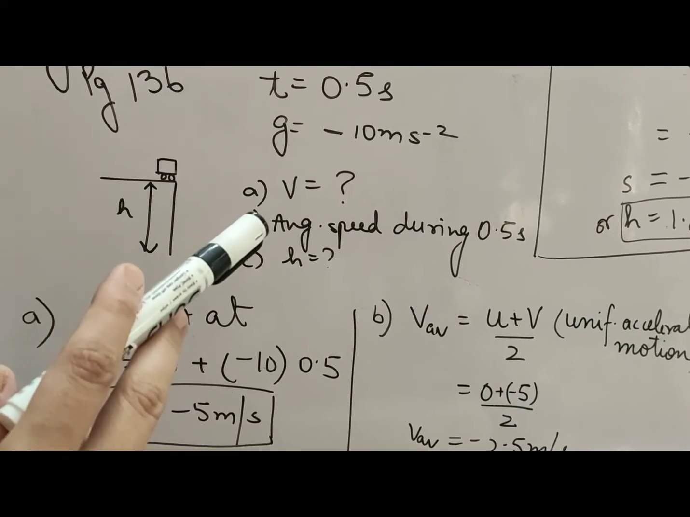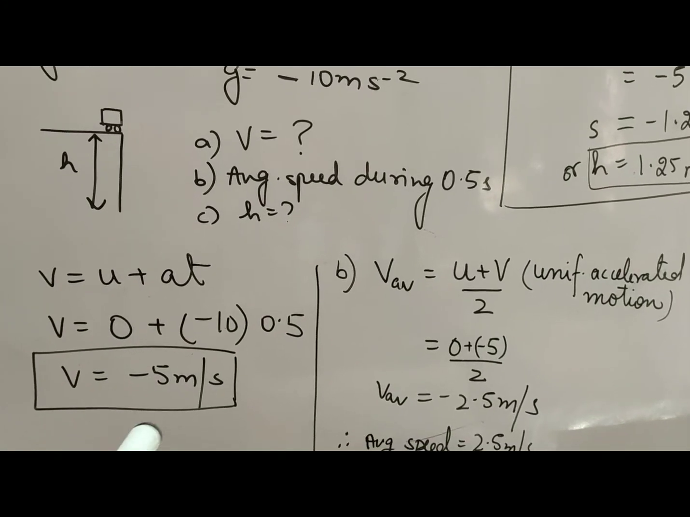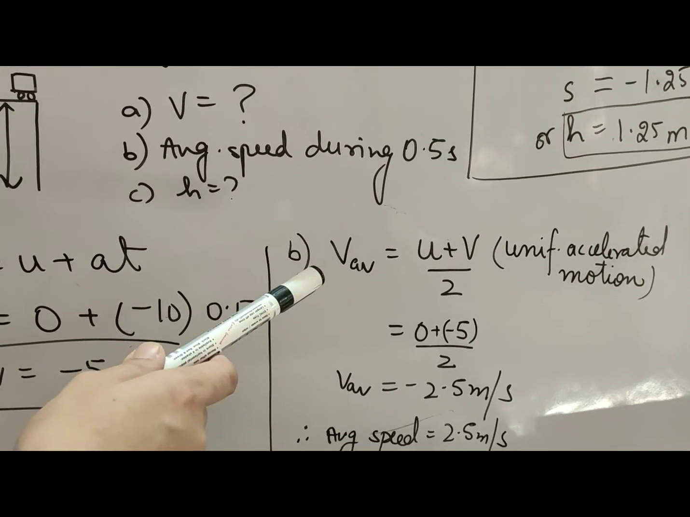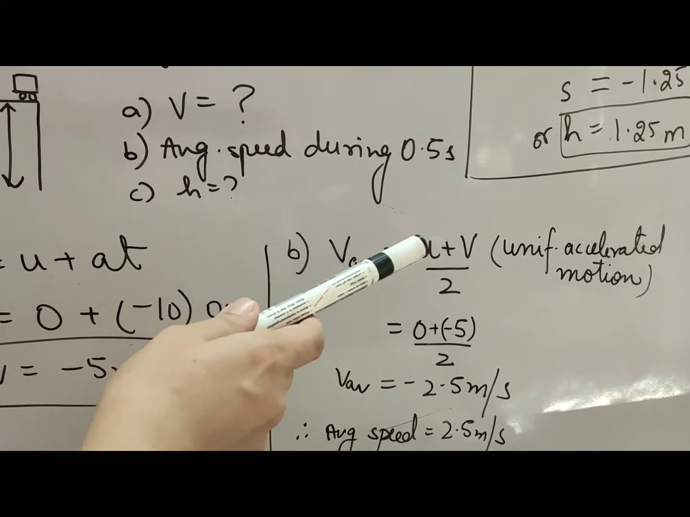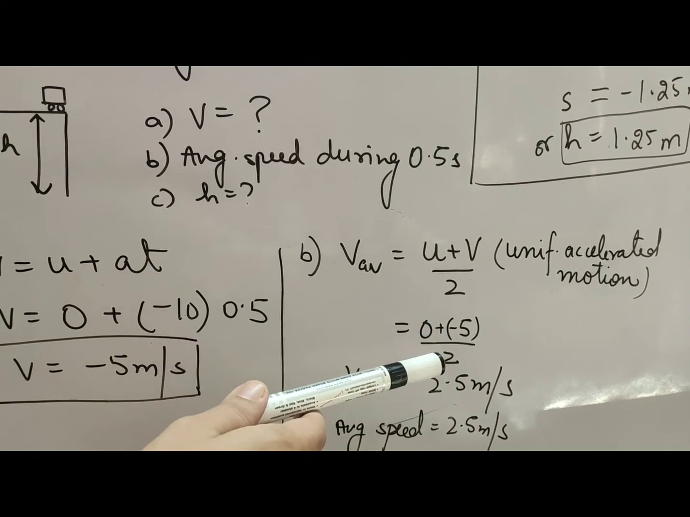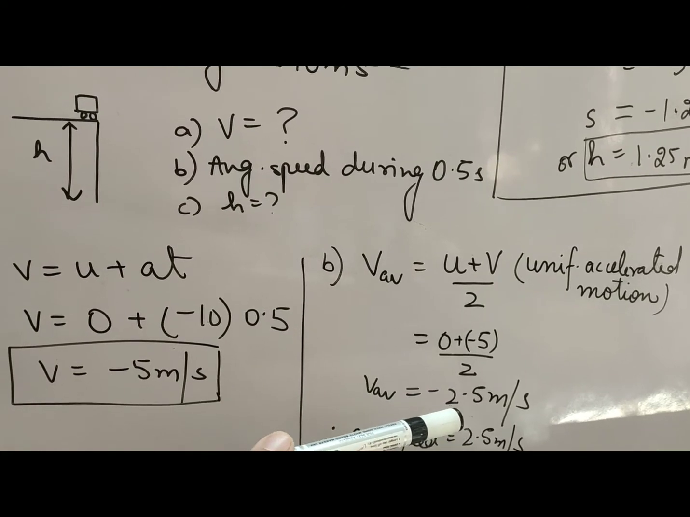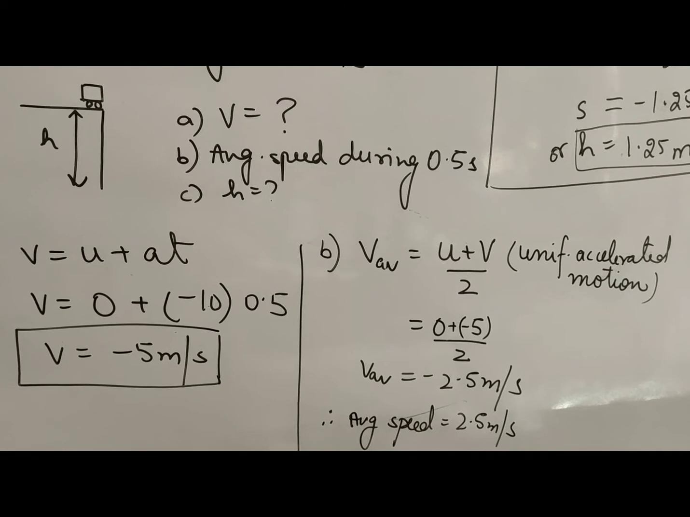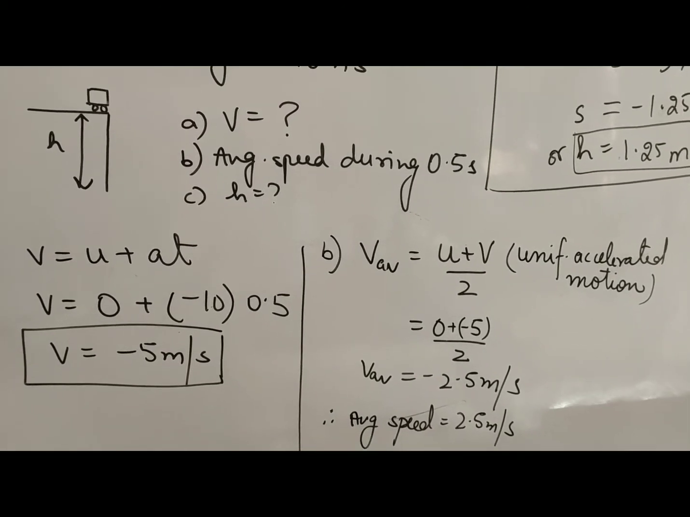Then part B was to find the average speed during this fall, 0.5 seconds. Since it is a uniformly accelerated motion, I can use this formula for average speed. Average velocity is u plus v by 2. So u is 0, v is minus 5, divided by 2. So that is minus 2.5 meter per second. If I talk about the magnitude of this velocity, it will be simply 2.5 meter per second, because speed is a scalar quantity.